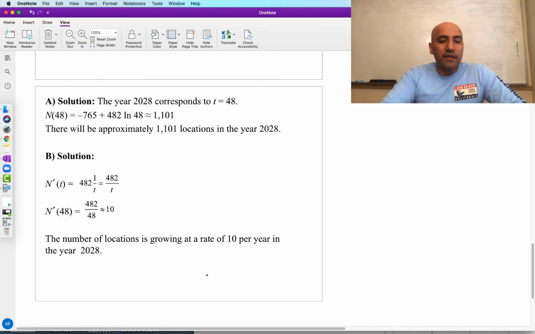Okay, so remember, it's not a constant rate. It's not like they open 10 every single year. That would be a constant rate. The rate at which they are opening, the number of new stores that they open each year, changes. And so in this particular year, they're growing at a rate of about 10 per year. The next year, they might grow at a slightly higher number.